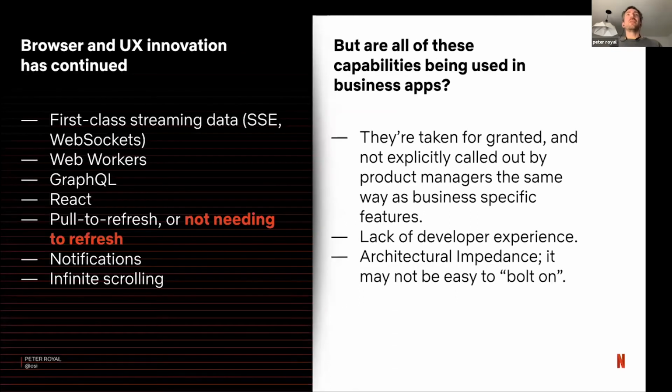And there's been a lot of innovation in the browser space in order to be able to deliver these applications. Streaming data is very feasible and possible now. There's a lot more capabilities that are built into browsers to do that. You can do background processing in web workers. React and GraphQL have changed the way that the client side has been built, and the way that you deal with getting information, not needing to refresh, getting notifications, infinite scrolling. There's a lot of capabilities that have shifted here.